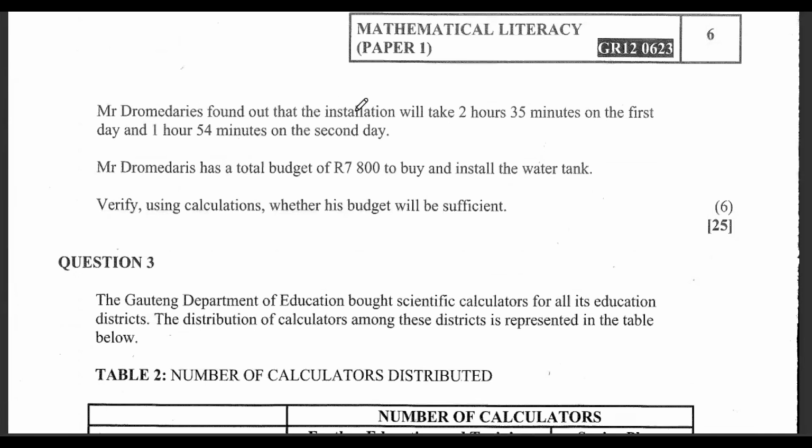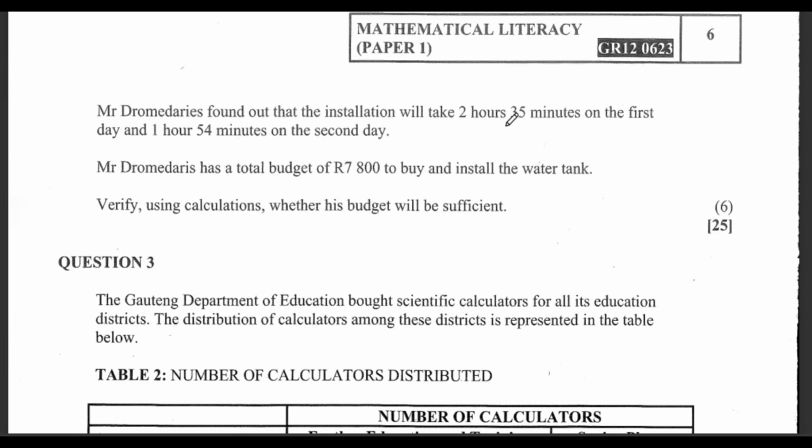Mr. Donald finds out that the installation will take 2 hours, 35 minutes on the first day and 1 hour, 54 minutes on the second day. He has a total budget of 7,800 to buy and install the water tank. Verify, showing calculations, whether his budget will be sufficient. Will his money be enough? So first and foremost, we need to take note of the hours that we're going to use and how much are we going to pay for it.